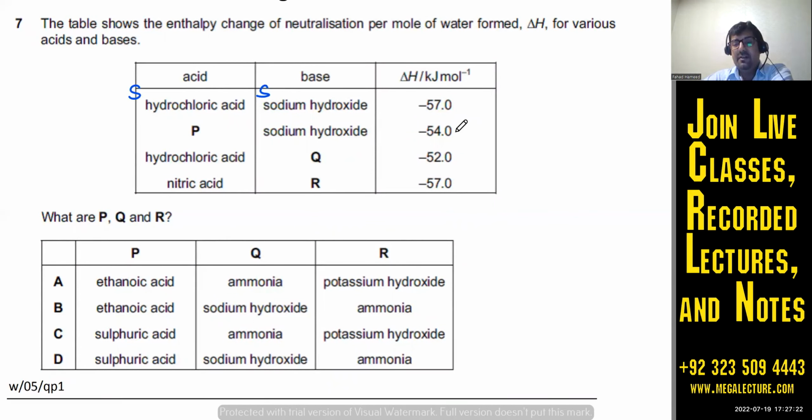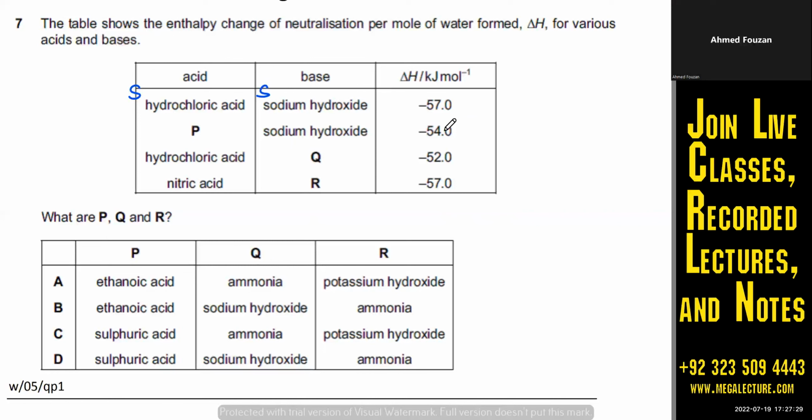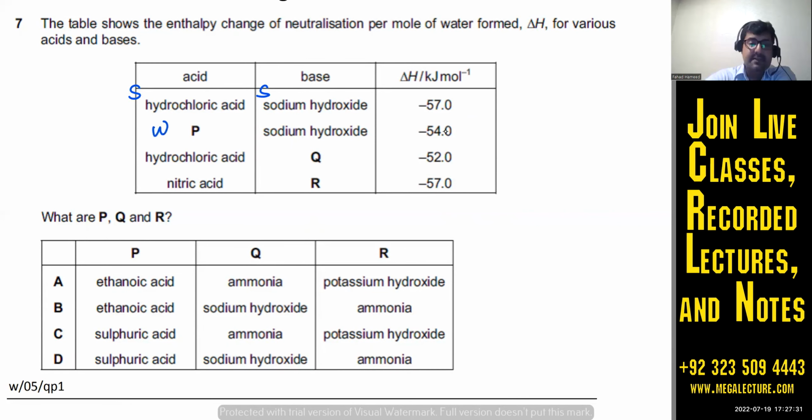Is P going to be a strong acid or a weak acid? A weak acid. It's going to be a weak acid. I just told you that if you have a weak acid or a weak base, the enthalpy change would be less exothermic. It's going to be less than minus 57. So the answer would be, it's going to be ethanoic acid. P would be ethanoic acid, not sulfuric acid.